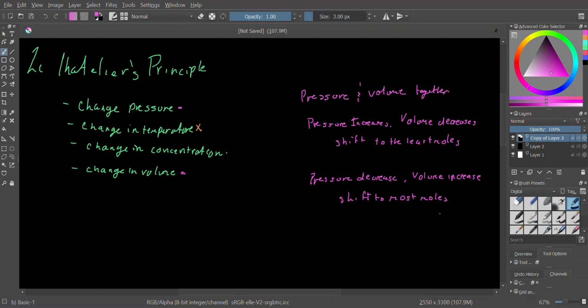Which, I know they're written together, but your problem can give you a volume decrease, and you would still shift to the side with the least moles, just as if it were to say pressure increase, you would still go to the least moles, and so forth.